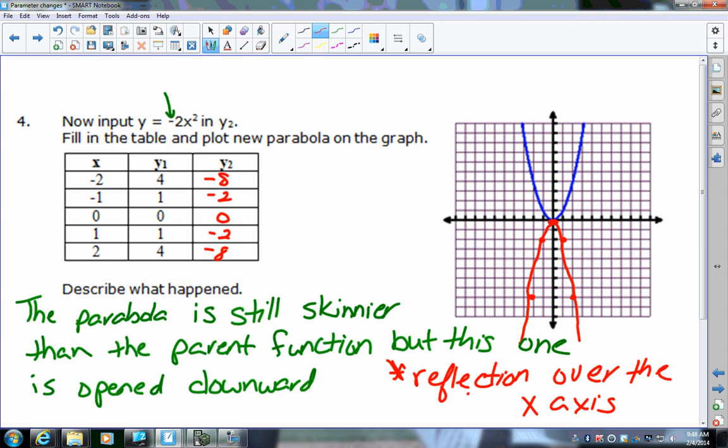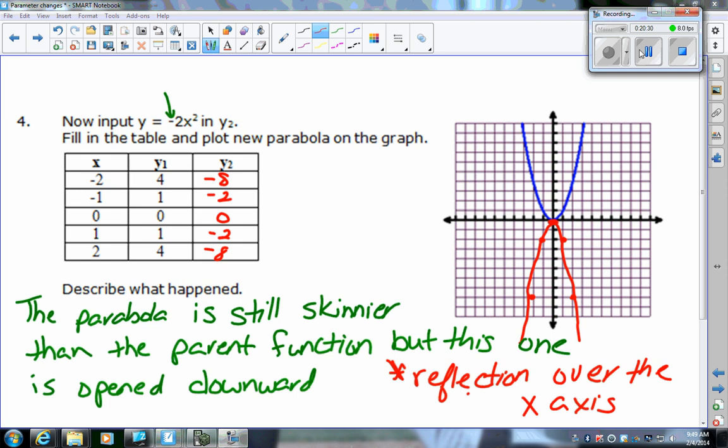We'll come back and put all those notes together in just a minute with what's happening with all these rules. So the negative just makes it open downward. It makes it a reflection over the x-axis. The 2 makes it narrower.